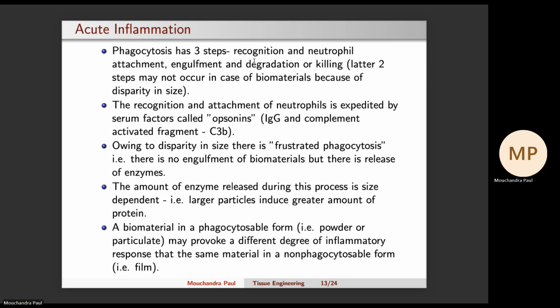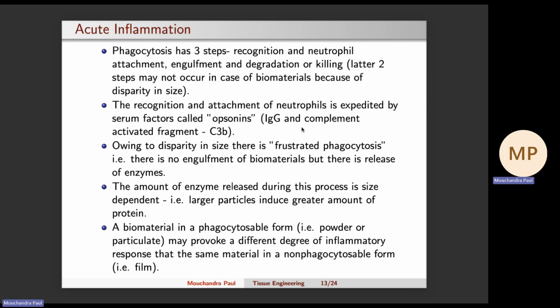So first recognition, then the neutrophils attach to its surface and try to engulf it. Once it engulfs it, it will try to degrade or kill it. The later two steps, engulfment and degradation, may not be applicable if the biomaterial is very large in size.